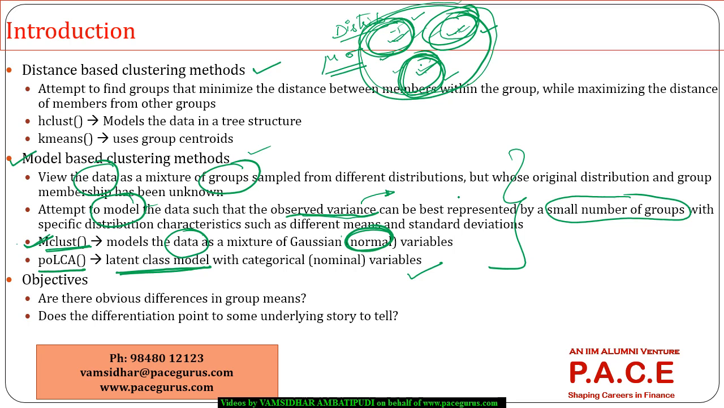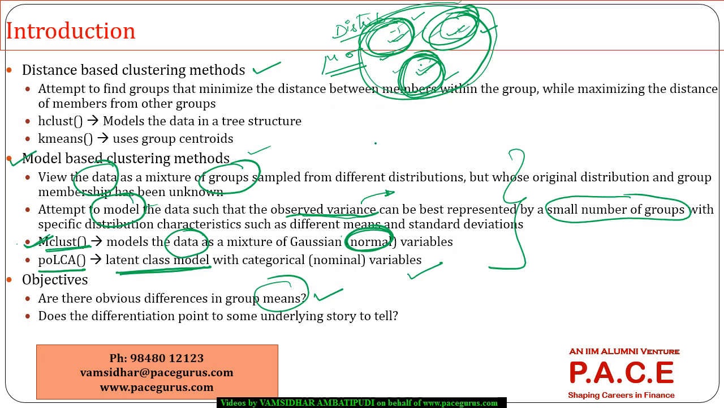But what is very important for us today is, once the cluster is typically created, I need to see if any of these objectives are getting met. Are there any obvious differences present as part of the group means? Am I able to see, on some business-related parameter, any clear-cut, obvious differences across the various clusters?